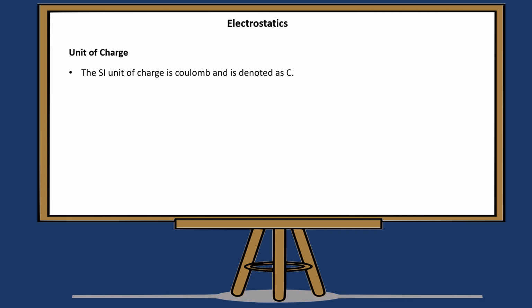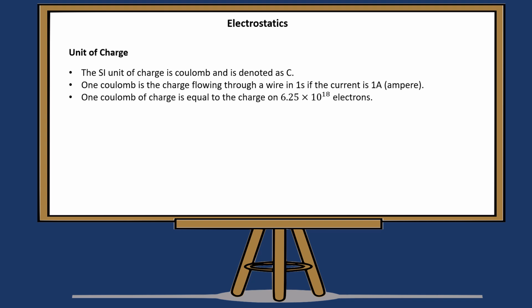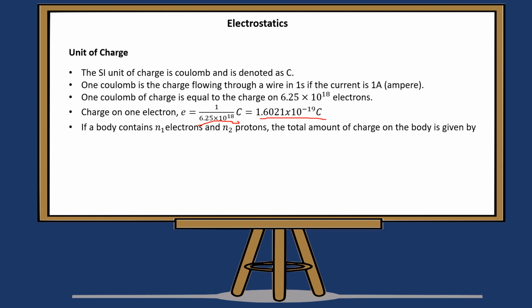The SI unit of charge is coulomb and is denoted by C. 1 coulomb is the charge flowing through a wire in 1 second if the current is 1 ampere. This is from the formula I is equal to q by t. 1 coulomb of charge is equal to the charge on 6.25 into 10 raised to 18 electrons. So what is the charge on 1 electron? That is nothing but 1 divided by 6.25 into 10 raised to 18 coulomb, which is 1.6021 into 10 raised to minus 19 coulombs.